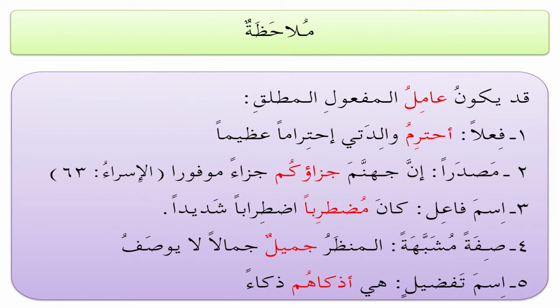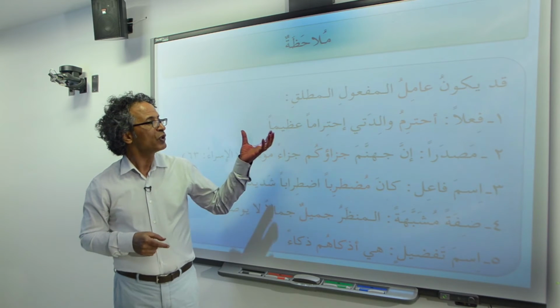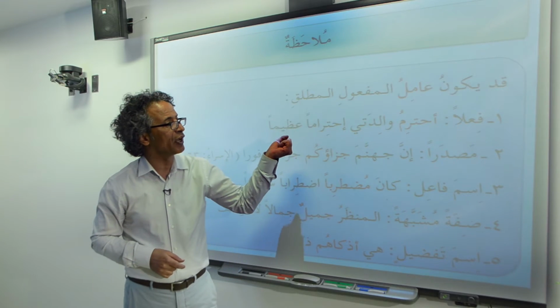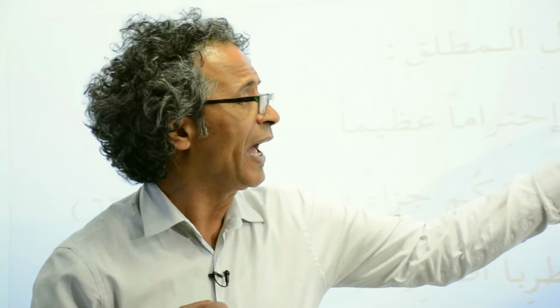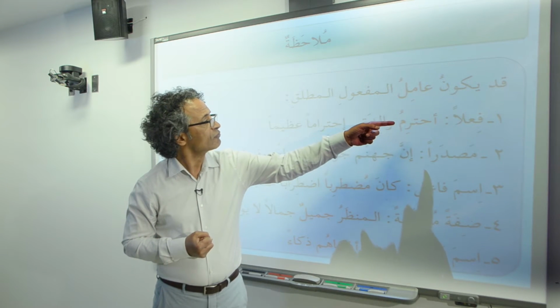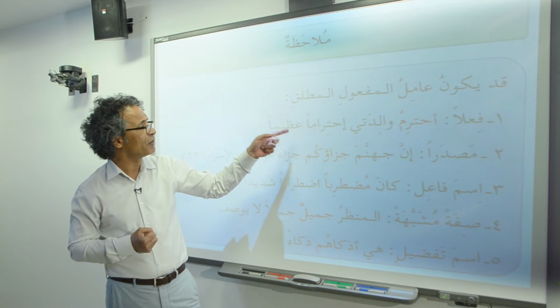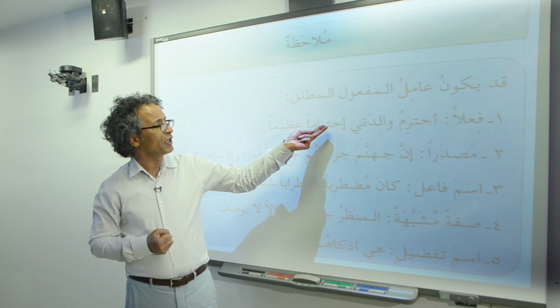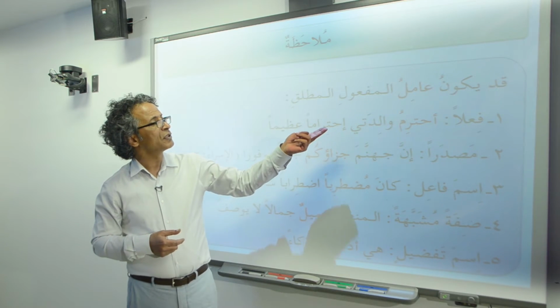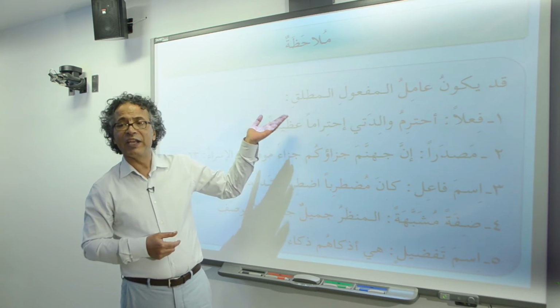ملاحظة: قد يكون عامل المفعول المطلق... what is the word عامل? عامل is actually that which precedes المفعول المطلق and from which المفعول المطلق is derived. We've seen cases where the verb is that عامل. So يمكن أن يكون فعلا, it can be a verb. أحترم والدتي احتراما عظيما. So احتراما here is coming from the verb أحترم. I respect my mother greatly, right?